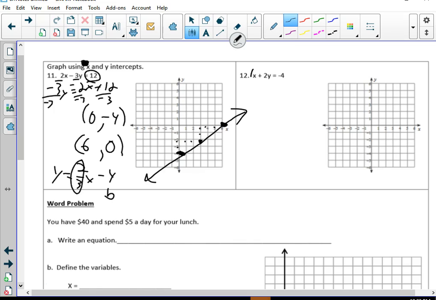So, cover up the x. If I cover up the x, what's y? Careful. If I cover up the x, what's y? Negative 2. If I cover up the y, what's x? Negative 4. So I just put a point at 0, negative 2, and put a point at negative 4, 0, and I connect the dots.